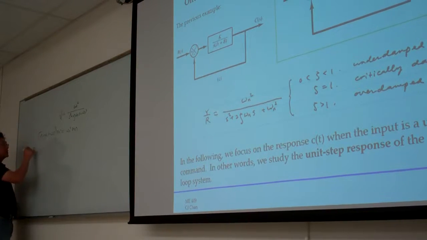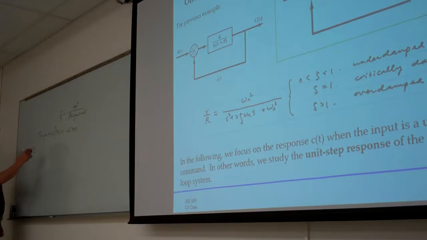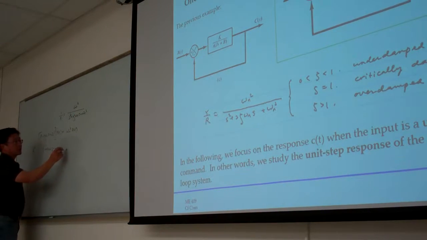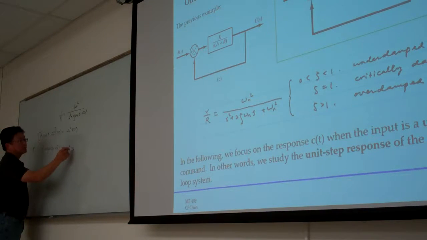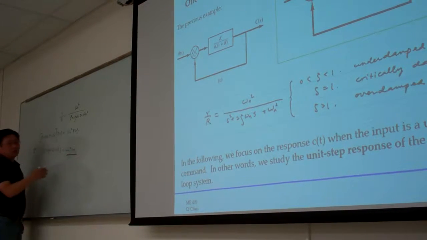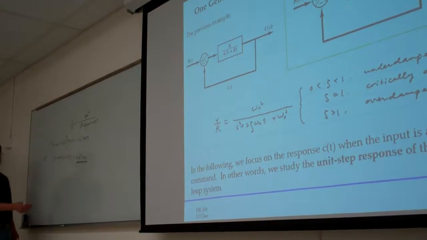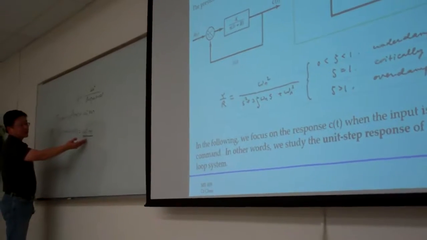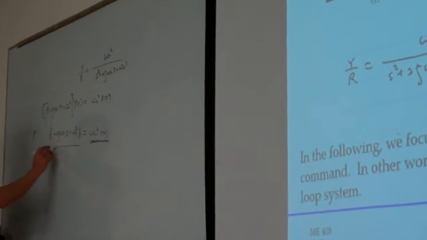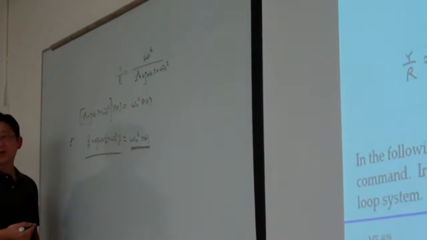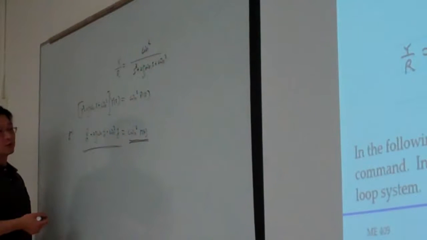Okay, so after taking the inverse Laplace transform, you can see basically this is y double dot plus 2 zeta omega n y dot plus omega n squared y equal to omega n squared times r. So this one basically is a forcing function, representing the external excitation. And this basically is a second order vibration system, using our mechanical terminology.